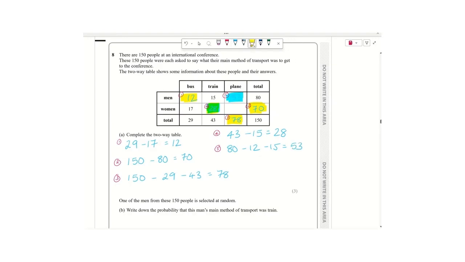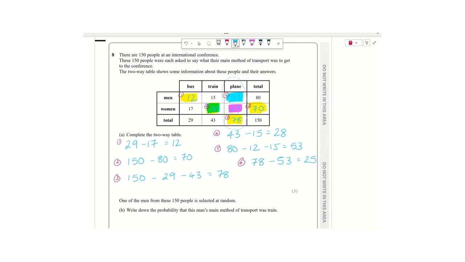And now I can fill in this last one, which is how many women were on the plane. And I can do it in 2 ways. I can either find out just looking at the planes, or I can look at the women, but it's slightly easier to look at the planes because there's less numbers. So I'm going to say there were 78 people on a plane altogether. Take away the 53 who were men. That leaves me 25 who were women. So there's my filled in two-way table.